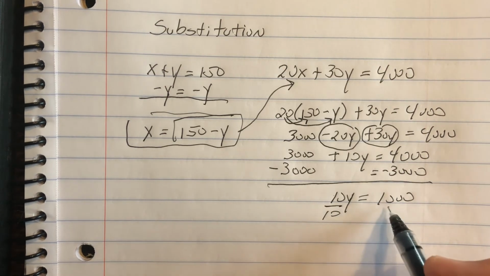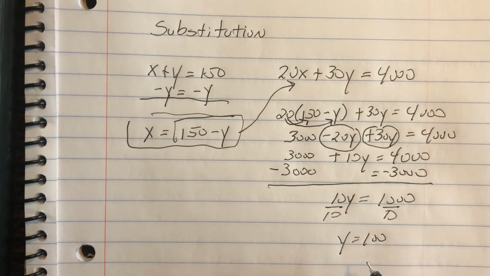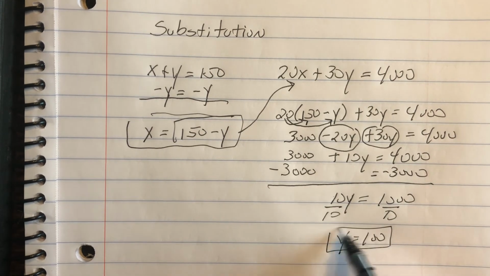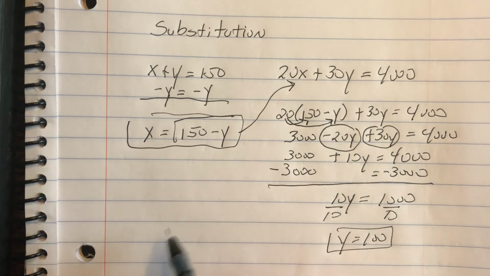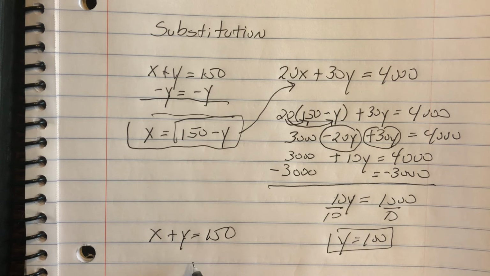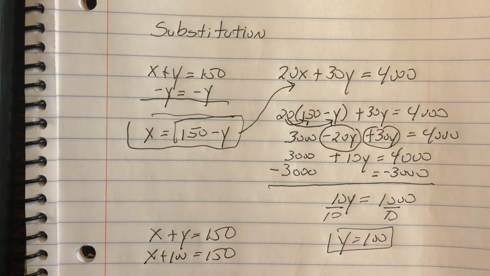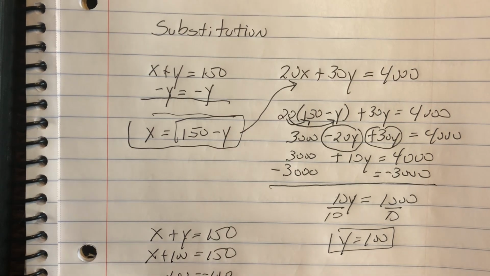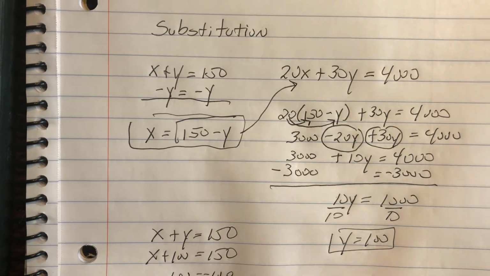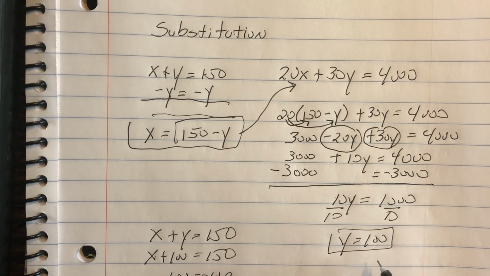So to solve this, I'm going to divide by 10. So y is 100, and you can kind of tell, right? I get the same solution. And then to find x, I'm going to substitute it back into that original equation. x plus y is 150. So I'd have x plus 100 is 150, and then you can see minus 100 from both sides, just like I did earlier, and x is 50. So 50 yards are just mowed, and 100 yards are mowed and the bushes are trimmed, which is the answer we got originally.